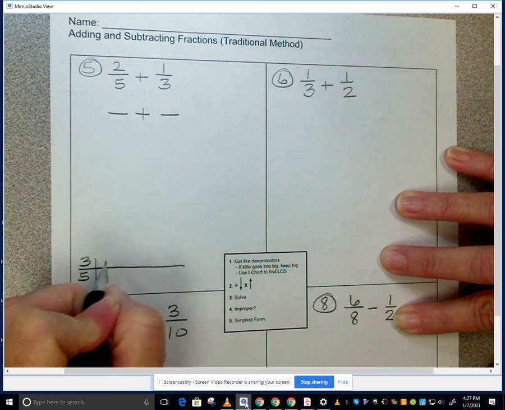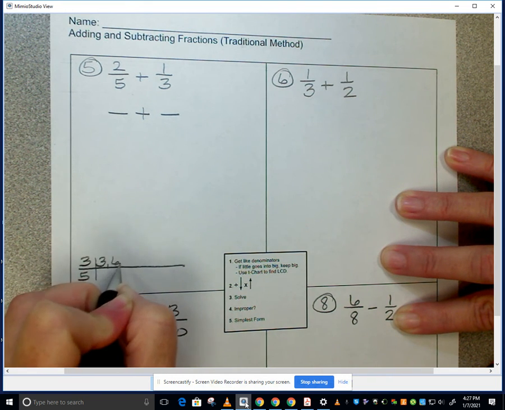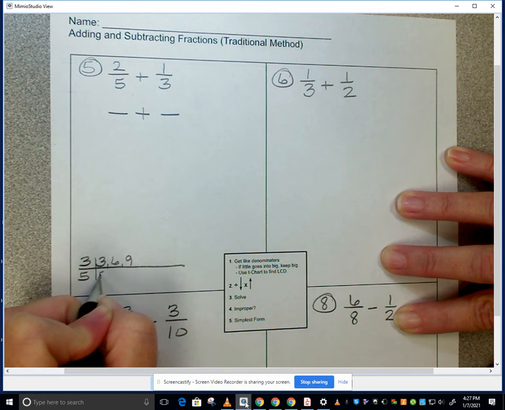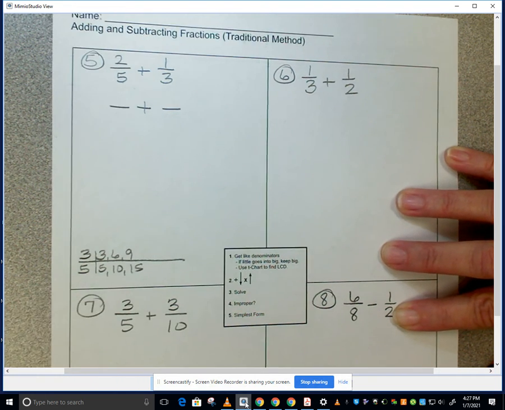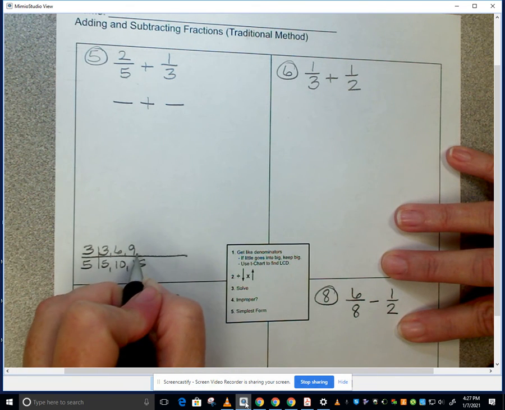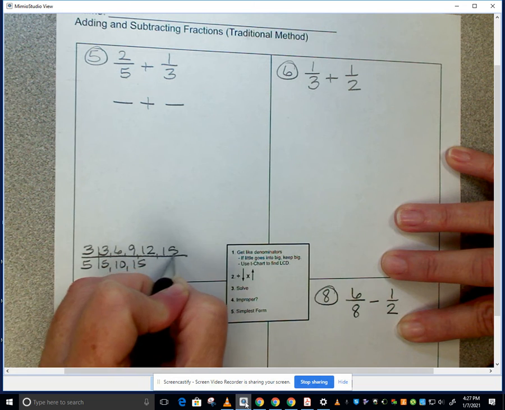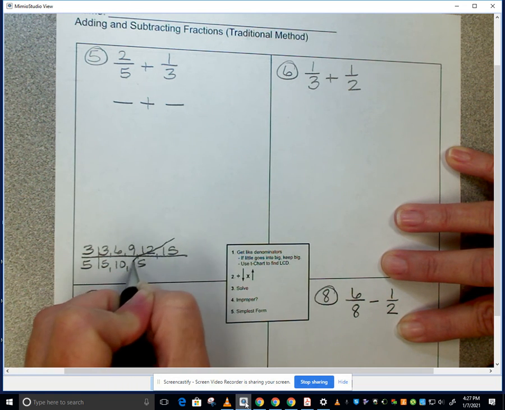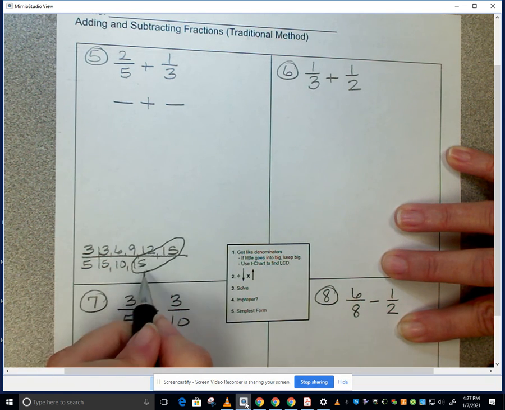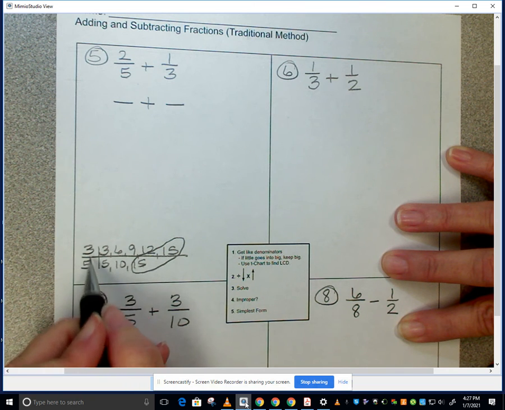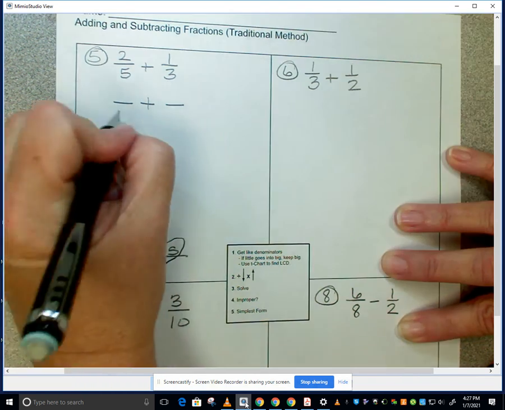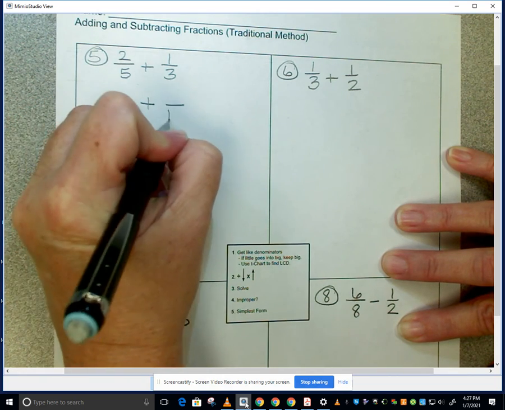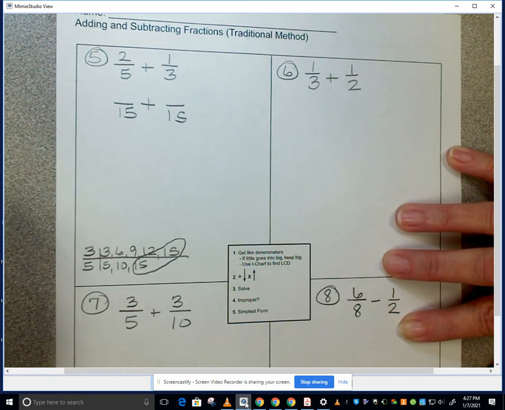3 and 5. 3, 6, 9, 5, 10, 15. Any matches yet? Nope. So I'll do a few more for 3. 9, then 12, 15. Look, there's a match. There's the lowest multiple that 3 and 5 have in common. There's my least common multiple. Now I'll turn it into a denominator. So now it's a least common denominator.